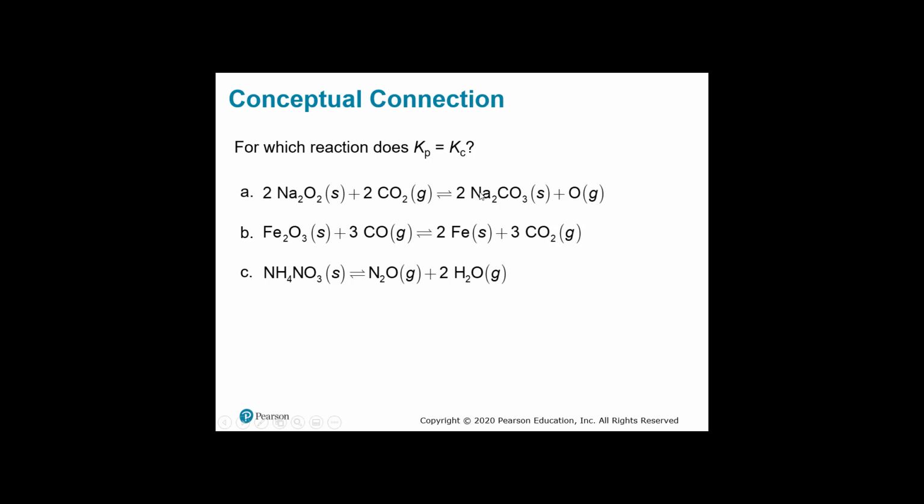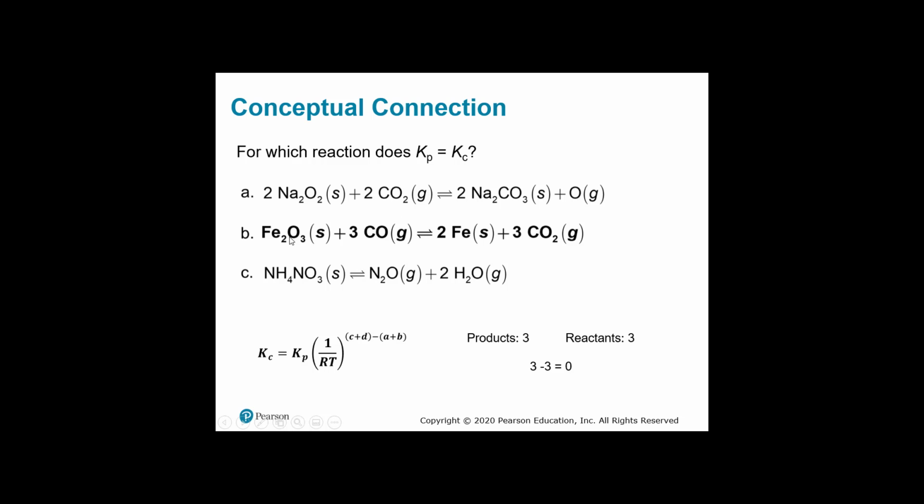So there's 1 and 1 on this side. Oh, sorry, 2 and 1. So it doesn't equal. We have 3 and we have 3. So this one does equal. So this is most likely our answer. And we have 0 and 3. So B is going to be our answer because we have 3 moles on this side and 3 moles on this side, and we are not paying attention to the solids in this case.